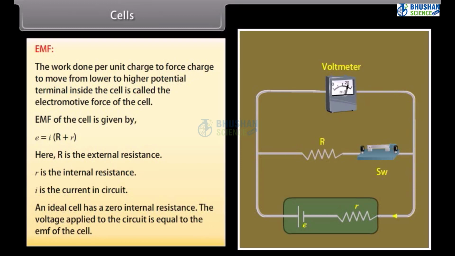An ideal cell has a zero internal resistance. The voltage applied to the circuit is equal to the EMF of the cell.